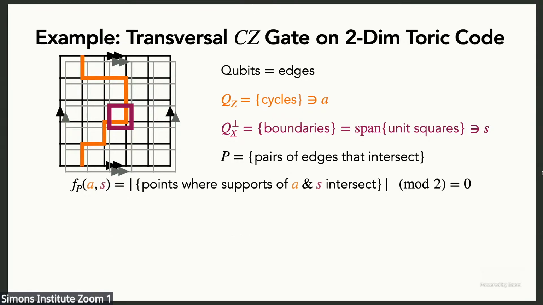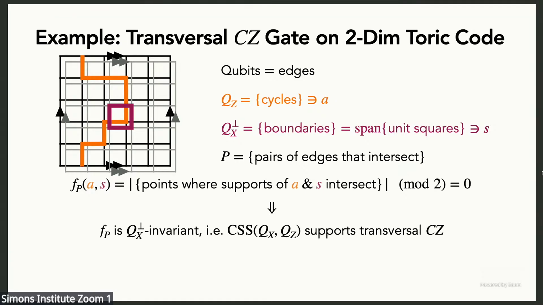And in general, if you take a square and then have any cycle in the plane, this cycle can't enter the square without leaving the square, because it's a cycle. So for every time this cycle enters the square, it'll also leave the square, which means that the number of points at which this cycle and this square intersect is going to be even. So that means that FP of A, S is 0. So FP is indeed QX perp invariant by definition. In other words, the 2D toric code supports transversal CZ.